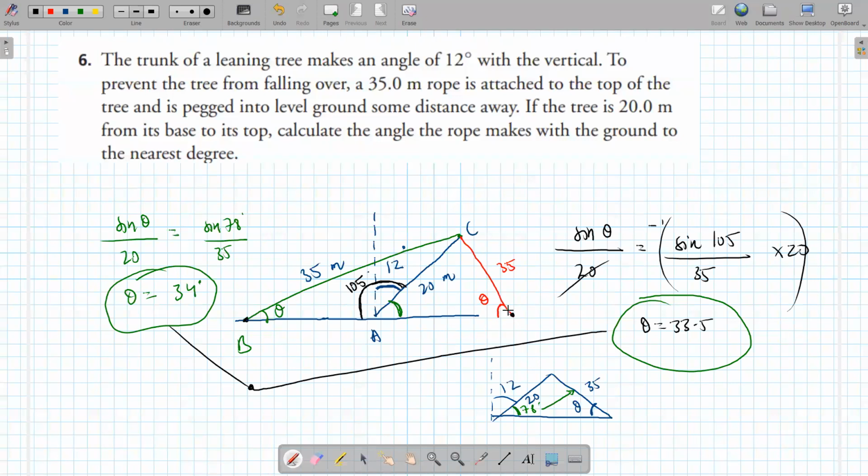Does this make sense? Why you can have multiple angles? Mm-hmm. Because you can either put the rope here away from the tree, or you can put it here towards the tree. I mean, they're both feasible. And depending on where you put them, you're gonna get different angles.